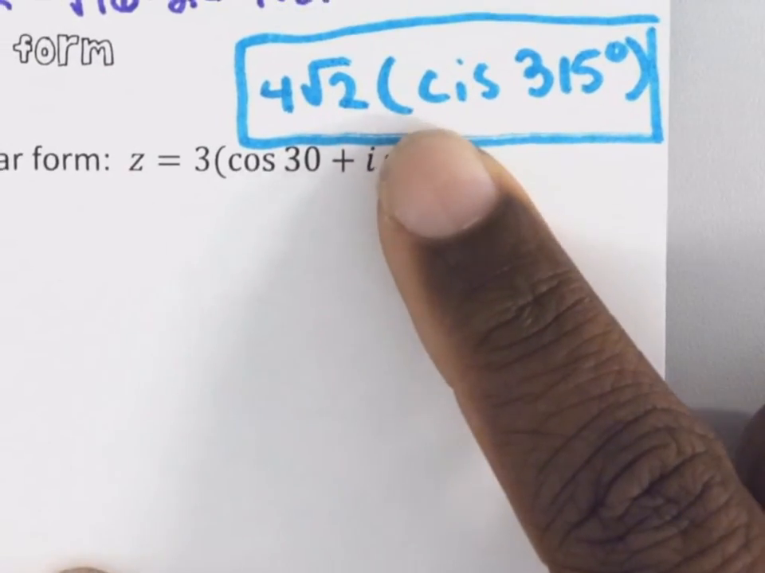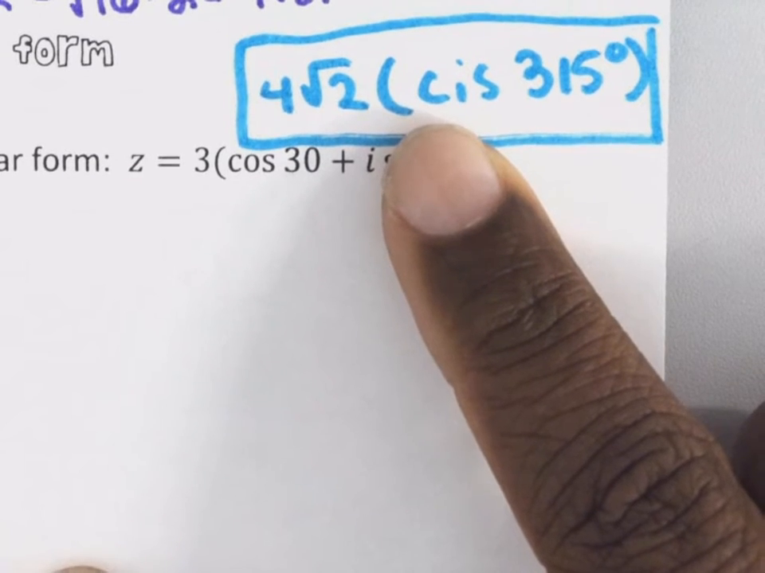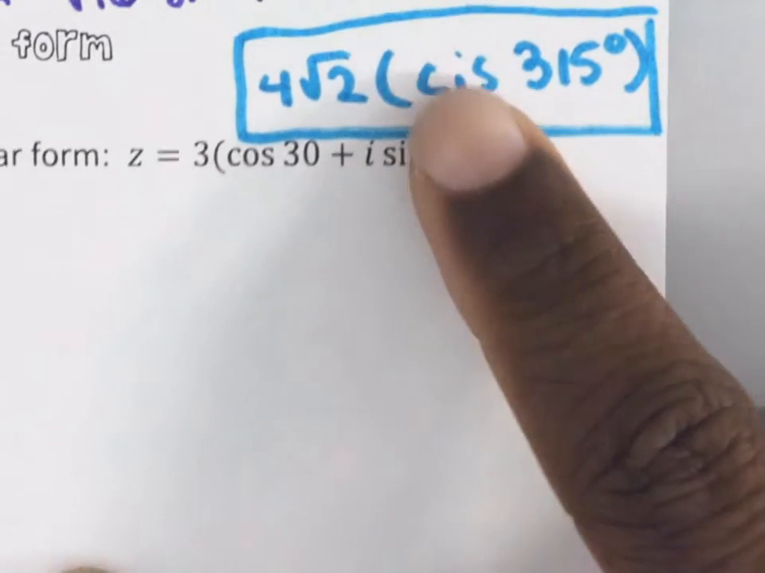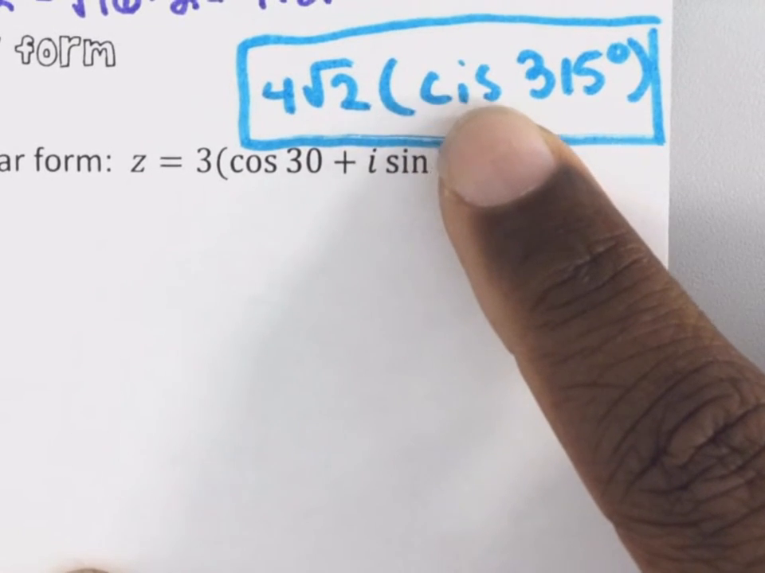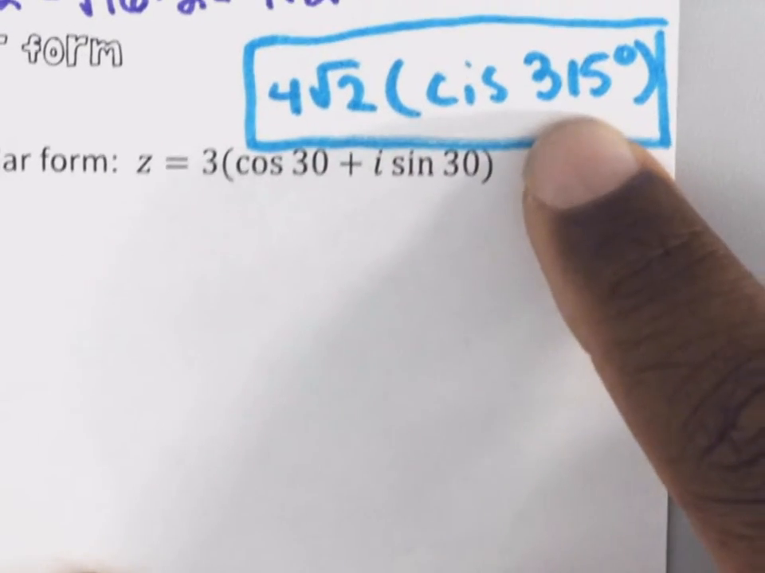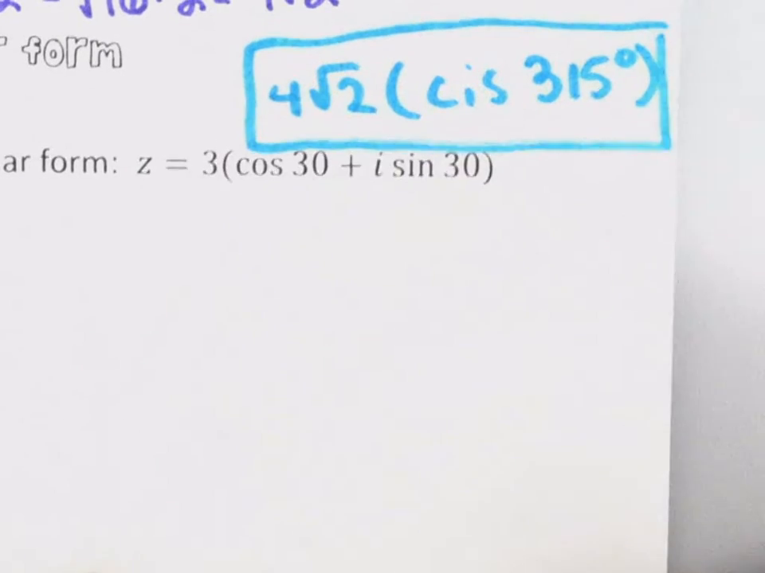All right, so this is the abbreviated way to write it. When you type it in, you'll just fill in the blanks. But you can write it like this. It's cosine plus I sine. Both of these are 315. So your R goes out in front.